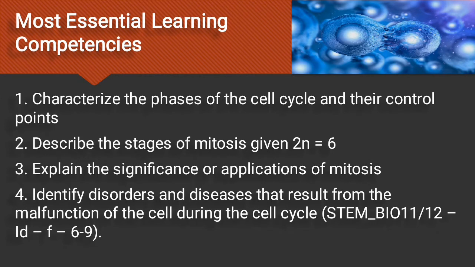Describe the stages of mitosis given the diploid cell where 2n equals 6. Explain the significance or applications of mitosis and identify disorders and diseases that result from the malfunction of the cell during the cell cycle.